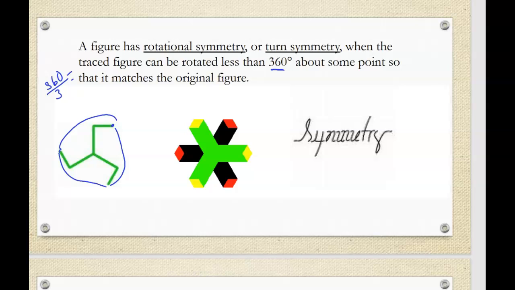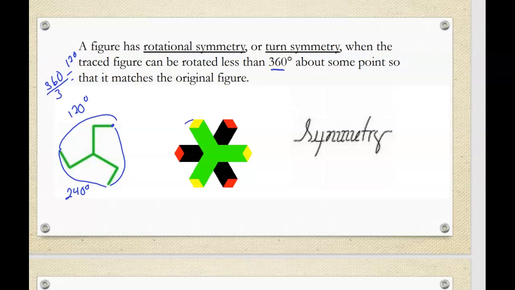And so 360 divided by 3 gives me what? 120. So this angle right here is 120 degrees. So I'd rotate it 120 degrees. Then I could also rotate it 240 degrees because I could go to here. And those would be my 2 rotations that I could use.